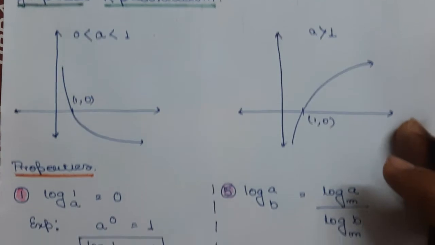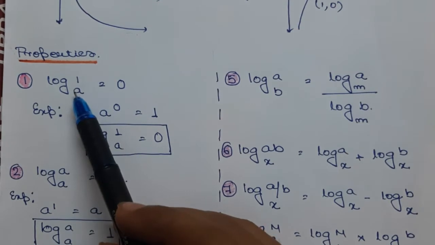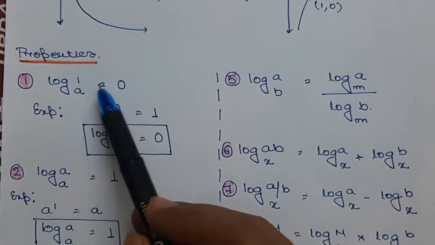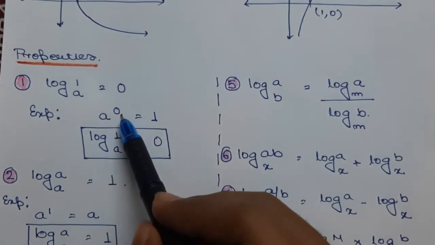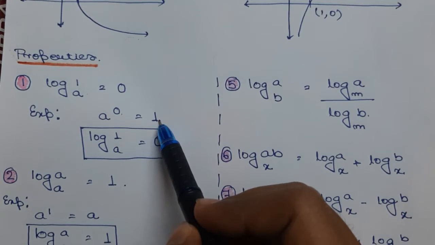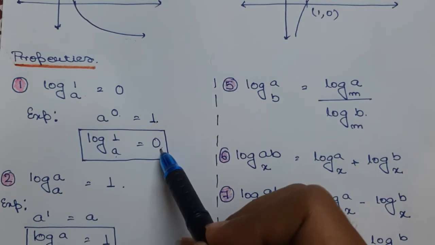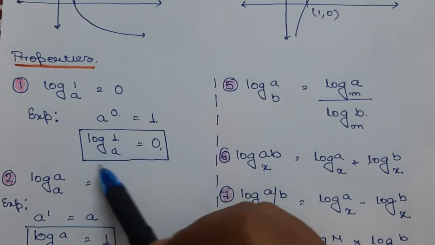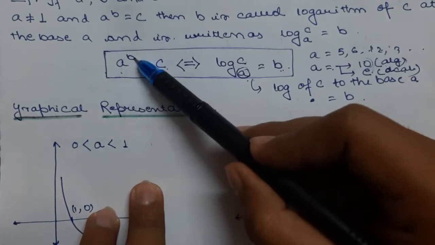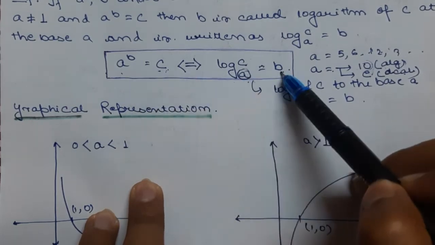Now, let us understand some of the properties of log. Log 1 to the base a is 0. I have explained here how we can do this. See, we know anything to the power 0 is 1, right? And if we take log, then log 1 to the base a equals 0. How have I attained this? As I have discussed earlier, if a to the power b is equal to c, then log of c to the base a equals b.